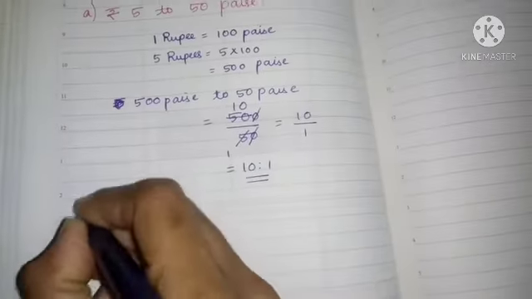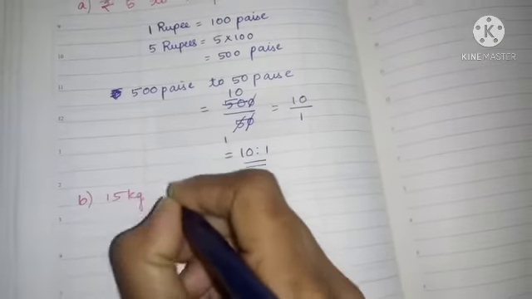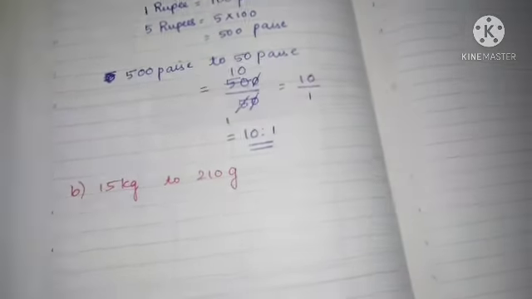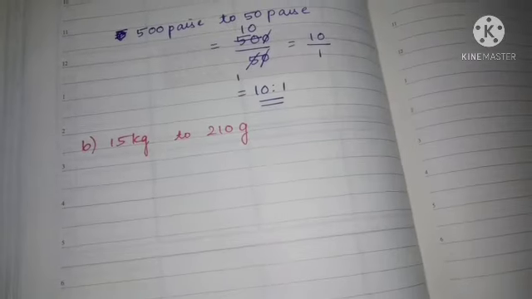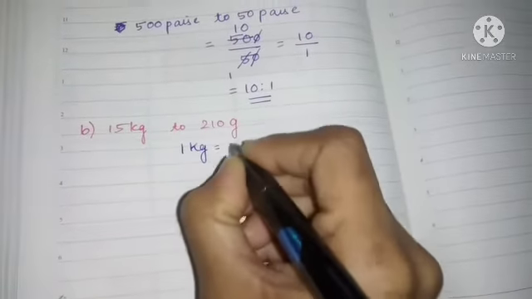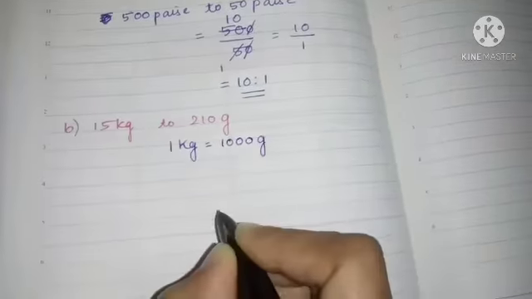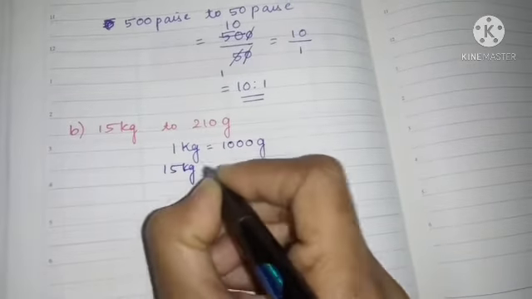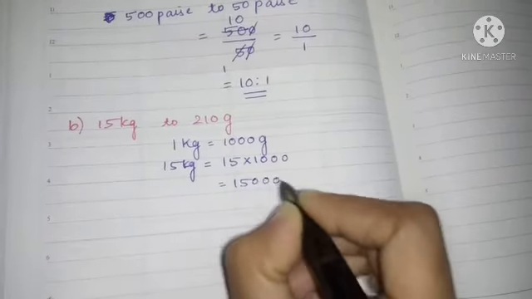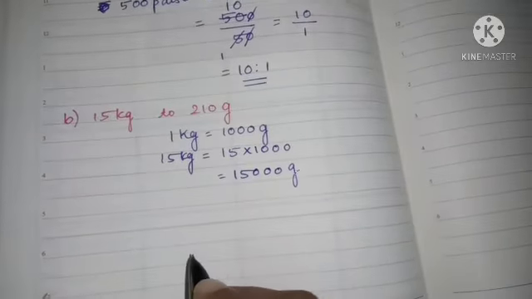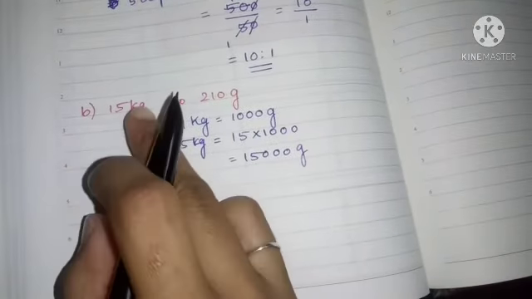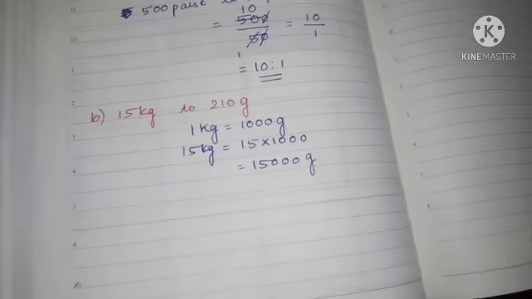Second subdivision: 15 kg to 200 gram. Are both in the same units? No. So we convert it. 1 kg is equal to 1000 gram. So 15 kg is equal to 15 into 1000, 15,000 gram. I have converted this kilogram to gram. Now both are in grams.